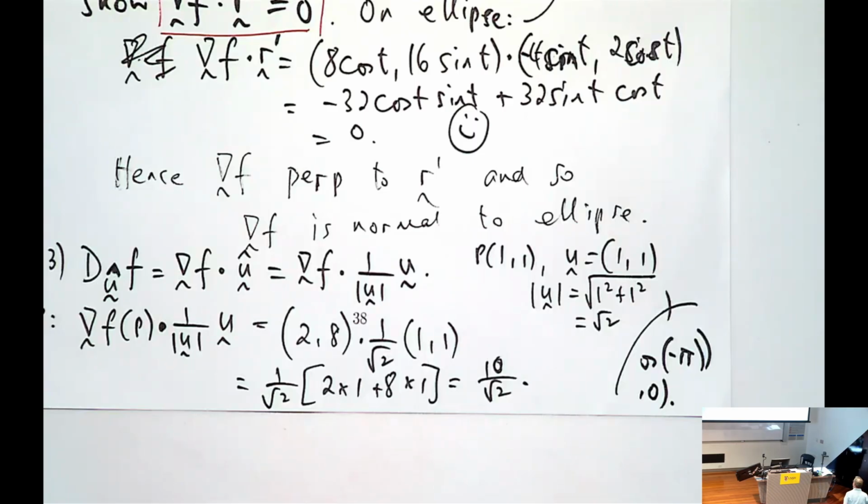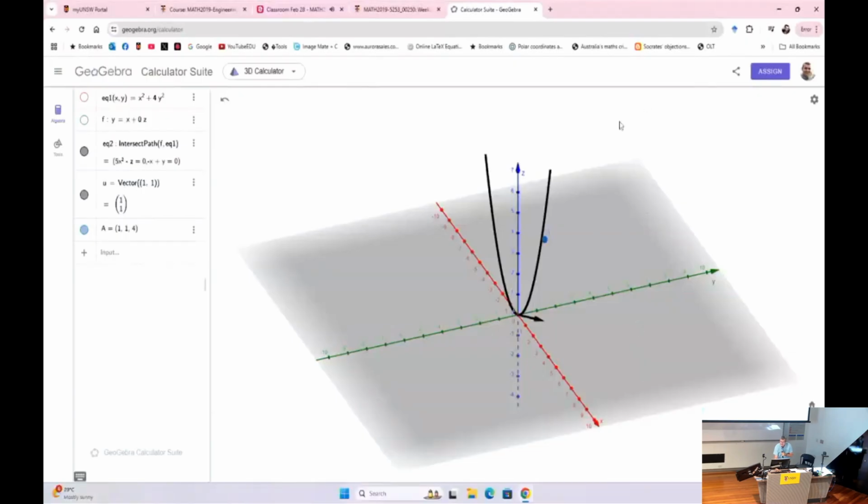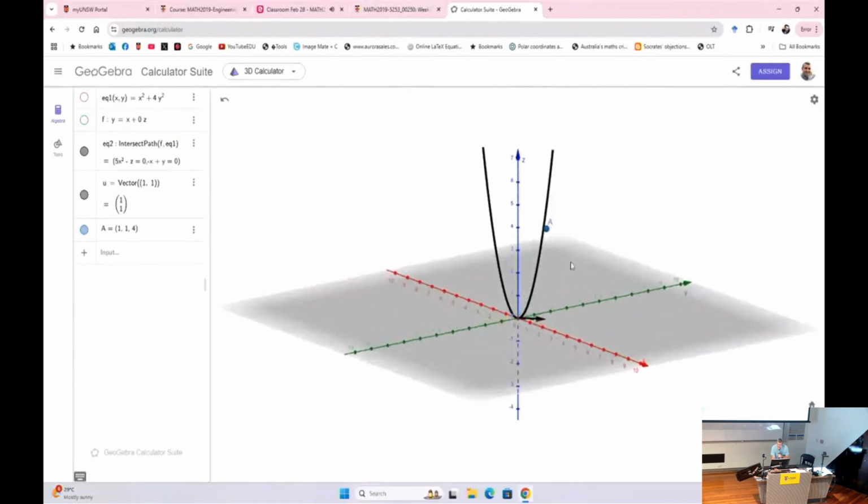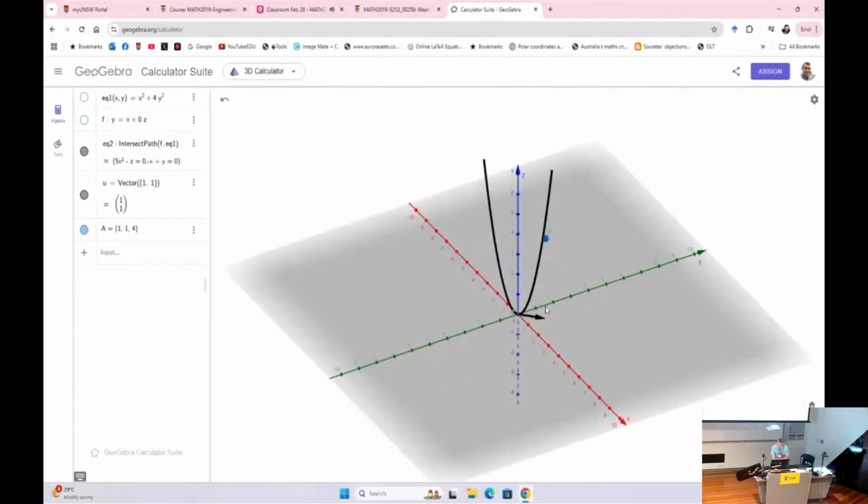Increasing, right? Let's go back to our picture. We can have a look at our picture and see what's happening. Fit a tangent line there. Going along here, it's definitely increasing. You can just see it from the graph. Gosh, GeoGebra is so good. It's just incredible, hey?